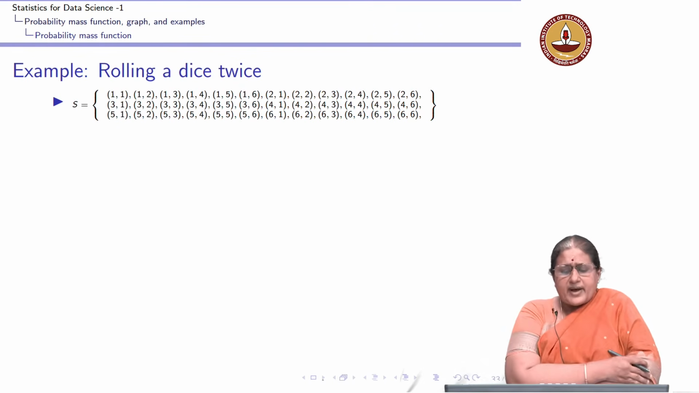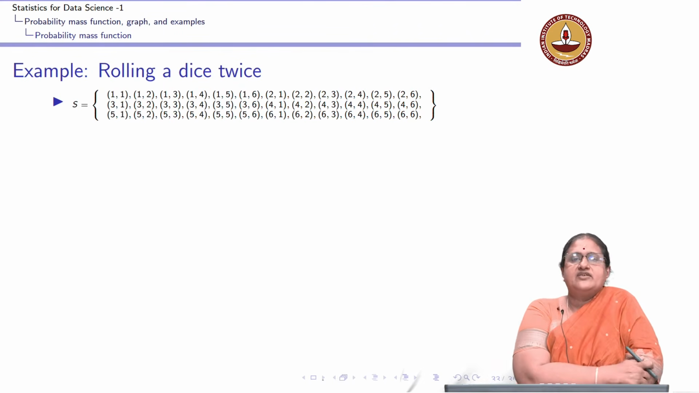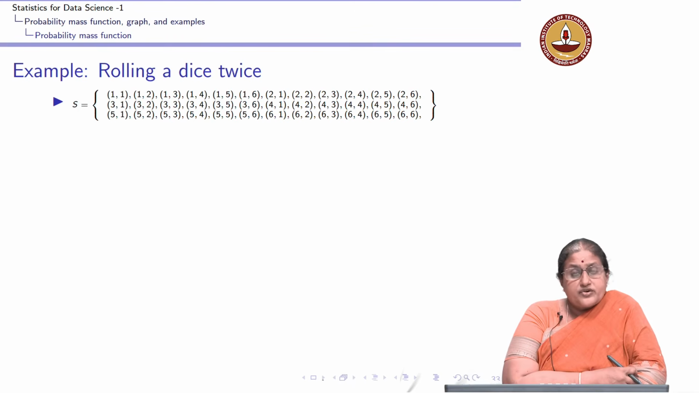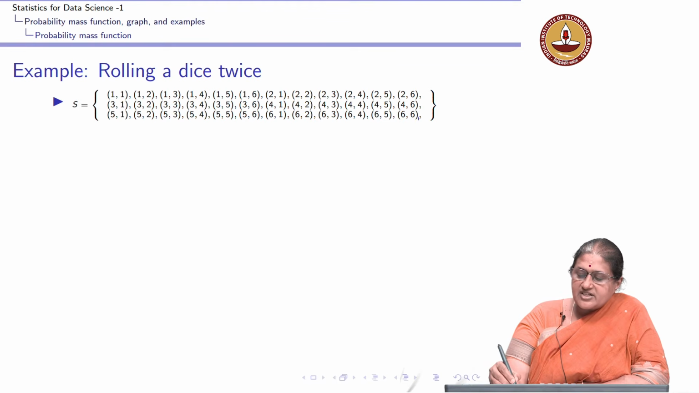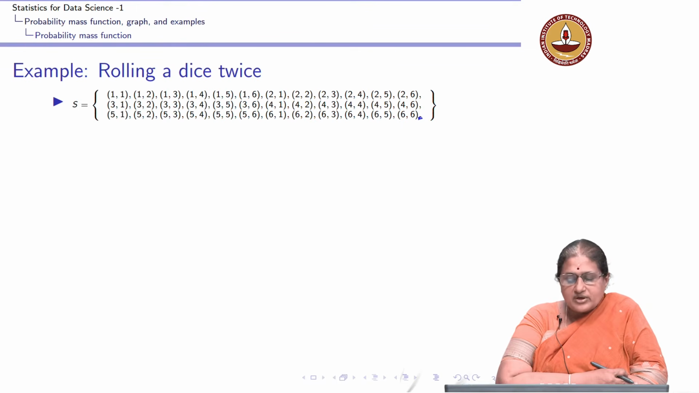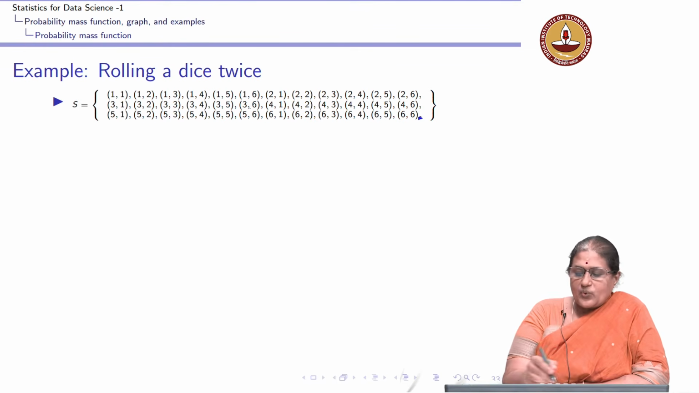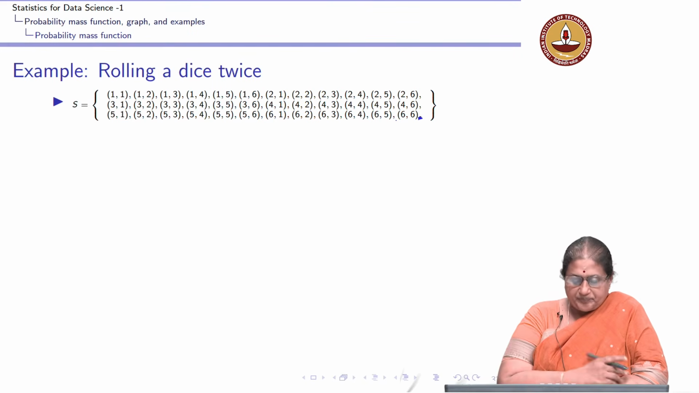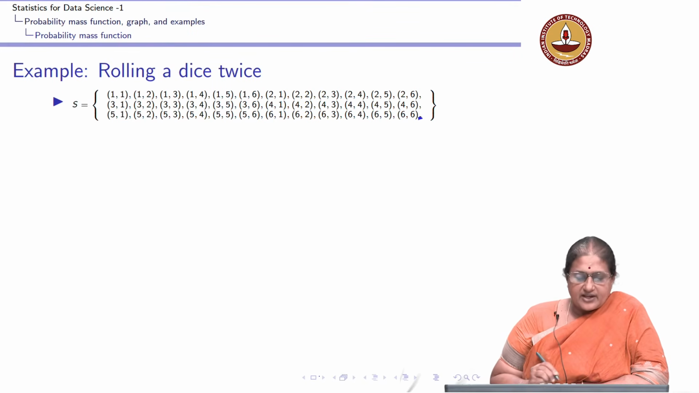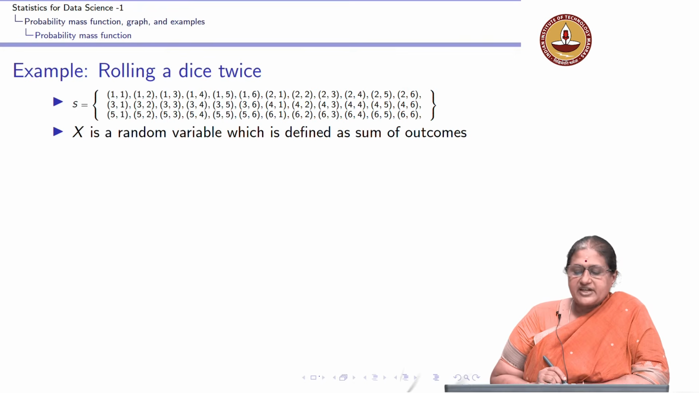Now, let us go back to the examples which we have discussed earlier. The first example we looked at was rolling a dice twice. We know that the sample space has 36 outcomes, and I have listed down the 36 outcomes here, which are 1, 1 to 6, 6. Now, let us define the random variable, which is defined as the sum of outcomes.